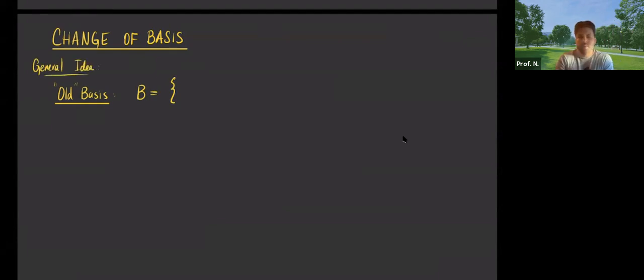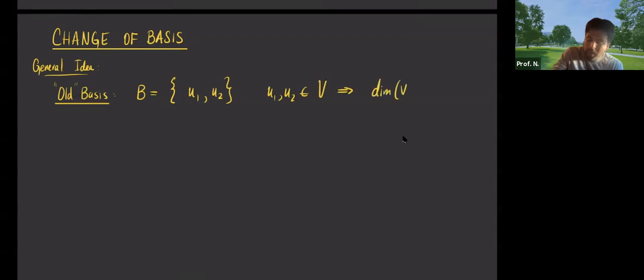So let's suppose, as an arbitrary example, my basis is U1, U2. So I'm in a vector space V where the dimension of V is 2. Okay, so we need two vectors that are linearly independent that span the vector space, and we have them. So the basis here is U1, U2.